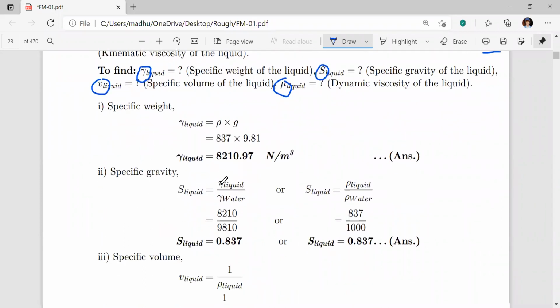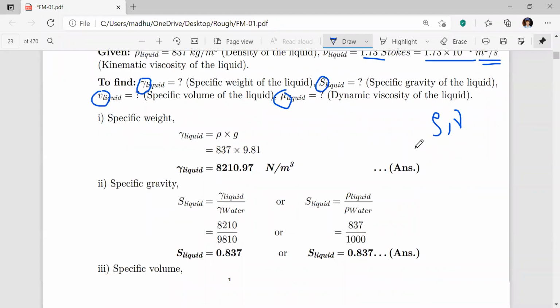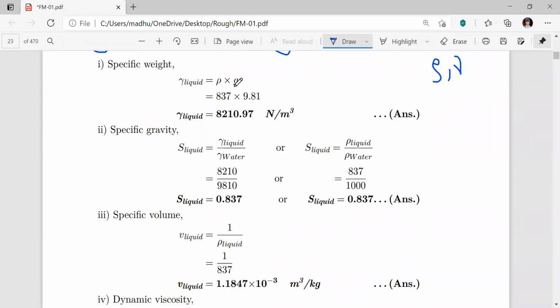Next, how do you find specific weight? What do you have? Rho is there, nu is there. So gamma has to be found. It is very easy to find out gamma because you know this standard equation: gamma liquid is equal to rho into g. Rho is already there, g is the acceleration due to gravity.